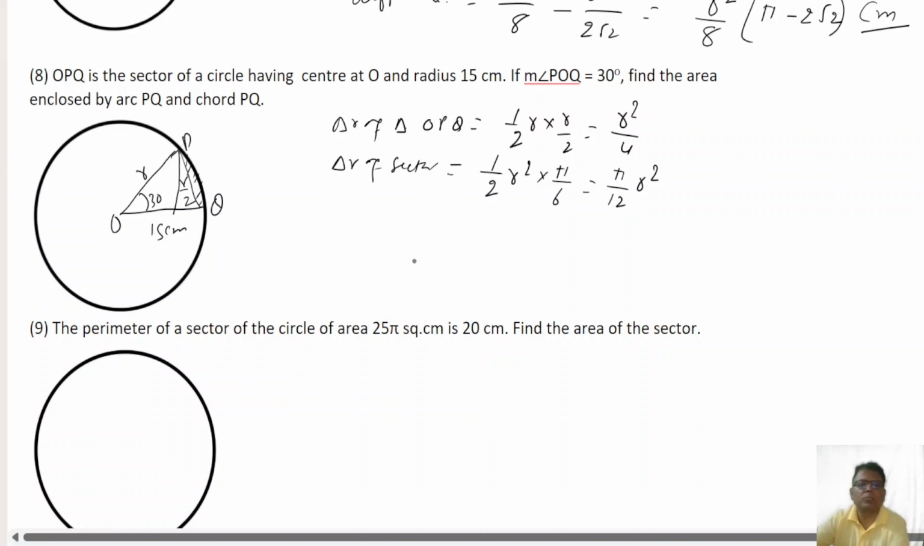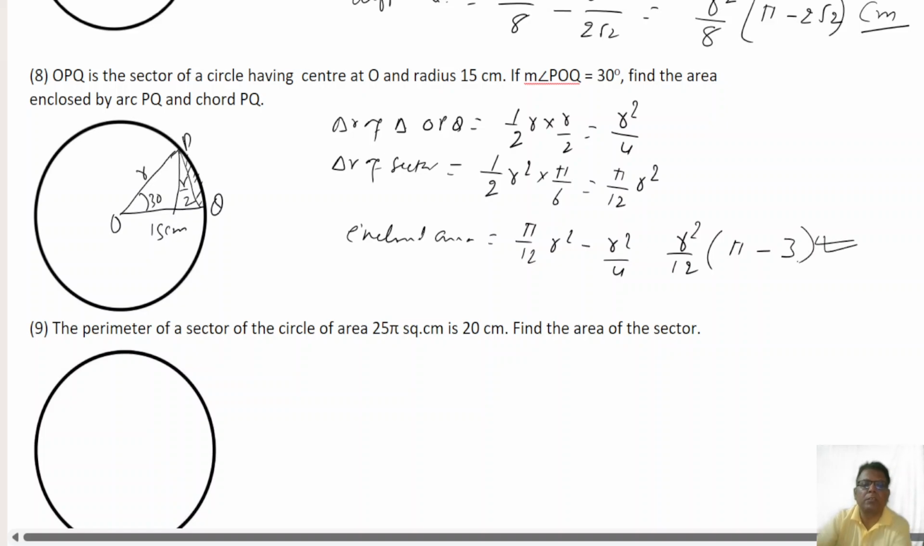So now you have to find the enclosed area. The enclosed area is equal to pi by 12 r square minus r square by 4. So now you take common. What common will you take? You take r square by 12 common. So that will be pi minus 3. That will be the answer. And the unit is very important. So the unit is centimeter square. You have to write it in centimeter square.